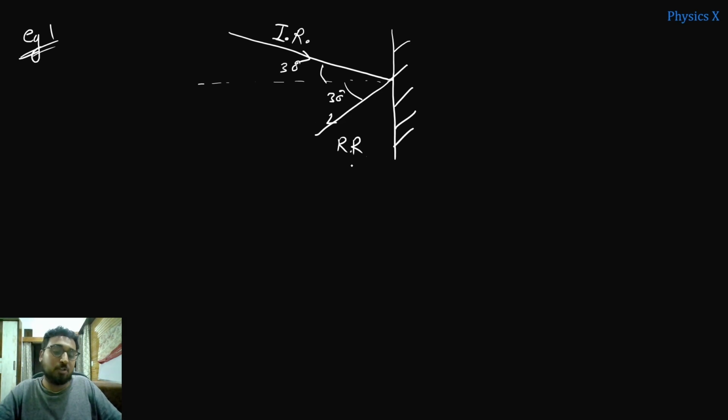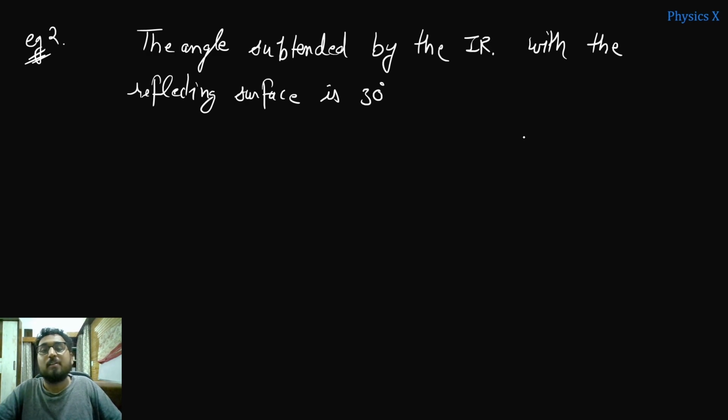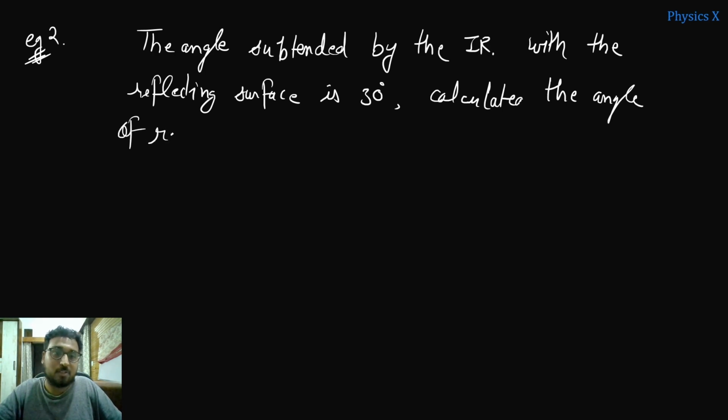Sometimes in questions, numerically, how will they ask? They will ask questions like this: the angle subtended by the incident ray with the reflecting surface is 30 degrees, calculate the angle of reflection. What is your answer?